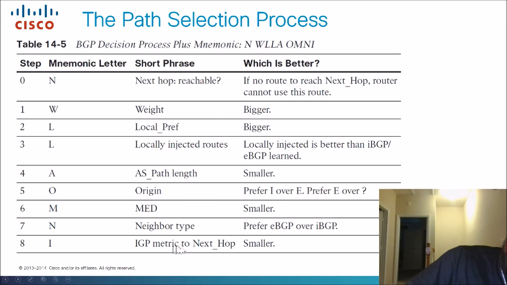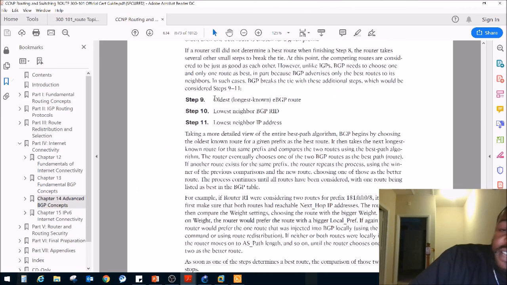The IGP metric, we choose an IGP metric over to the next hop. The number has to be smaller. So the smaller IGP metric has to be chosen. If those are the same, then we go to a tiebreaker, which is the router ID. These are the tiebreakers if we get down to the last one that I just showed you. It chooses the next tiebreaker, the oldest, longest known route, eBGP route. If those are the same, then it's going to choose the lowest neighbor BGP router ID.